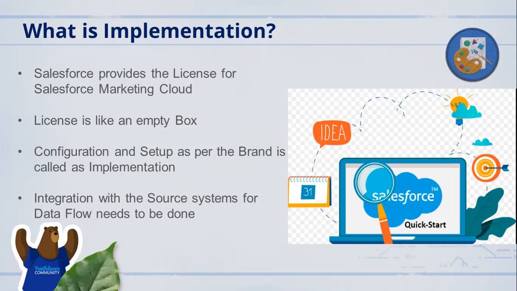So integration with source systems, so that the data flow happens, and you can use the data for executing your standalone campaigns and your journeys end to end. So that's what implementation entails: the configuration, and the integrations, so that the entire setup is ready, and then you can use Marketing Cloud for executing campaigns and your journeys.